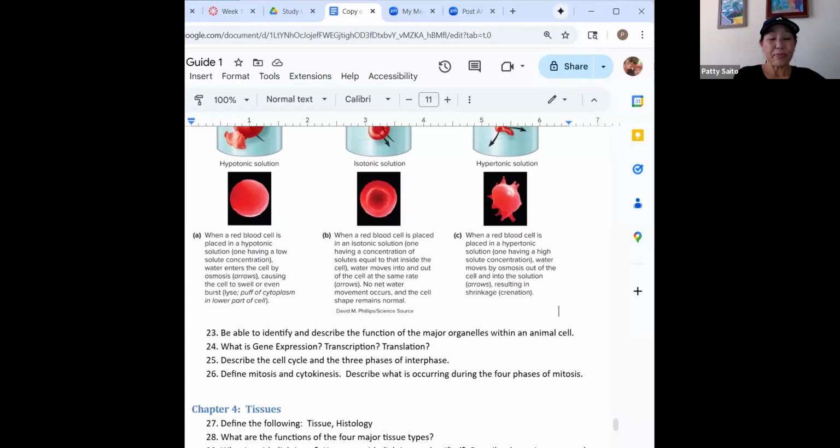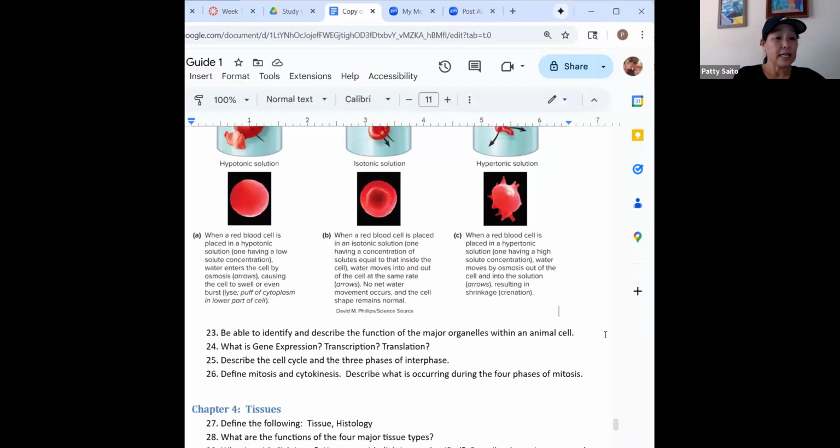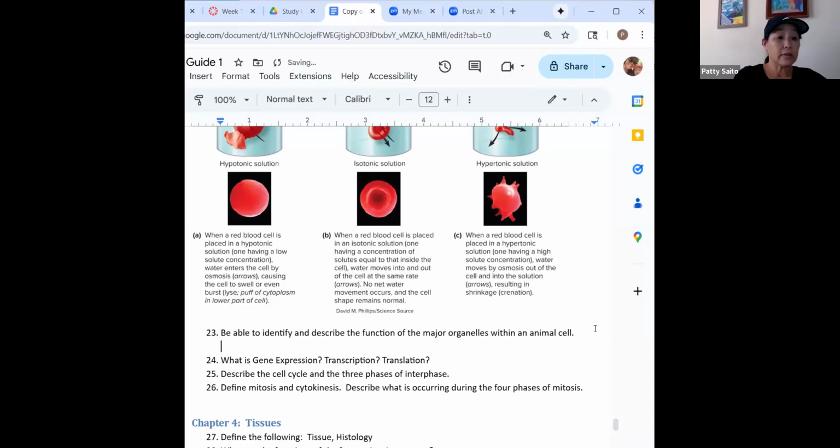All right, very good. So now let's take a look at cell structures and functions. Small little organs are called organelles.